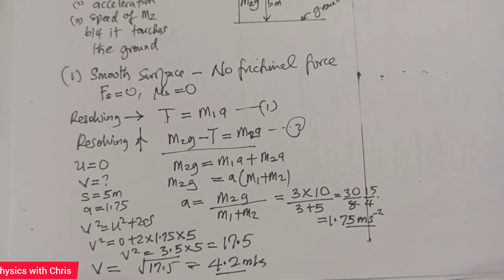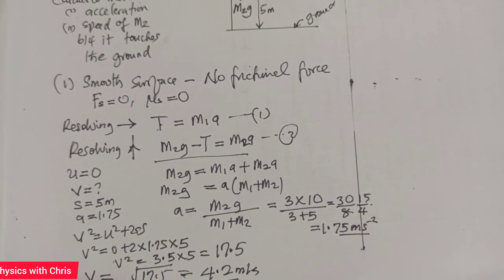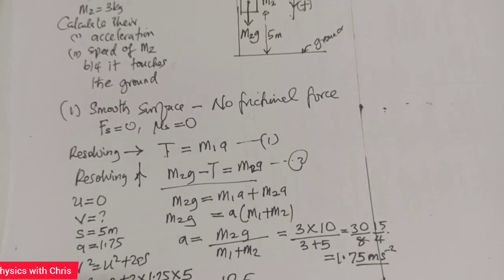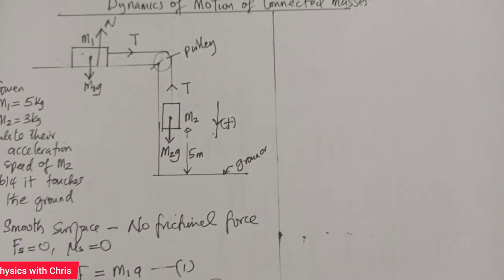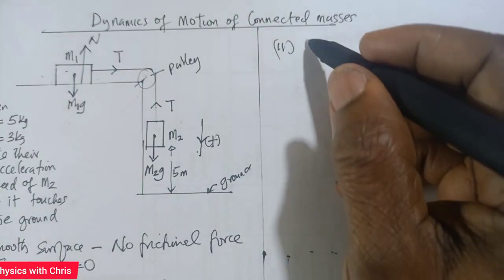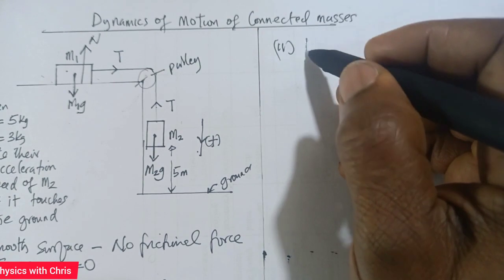So that is the first case, when there is no frictional force between the surface of block M1 and the table surface. Okay, let's analyze the second case. Frictional force exists. This time I want to analyze for the static frictional force.